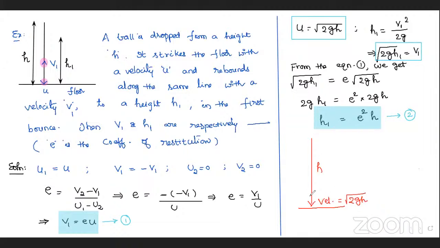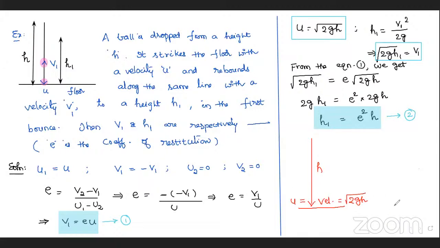So on the right side, the velocity with which it strikes the ground, he gave as u in the problem. That's why u is equal to root of 2gh. Now you understood why I took u equal to root of 2gh? Say simple, yes or no? Yes, okay, good.